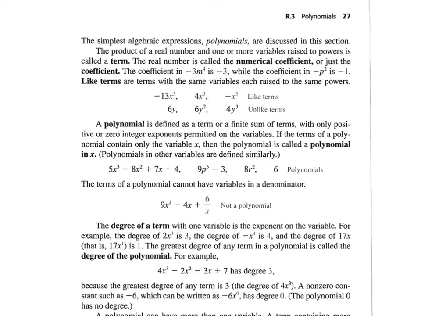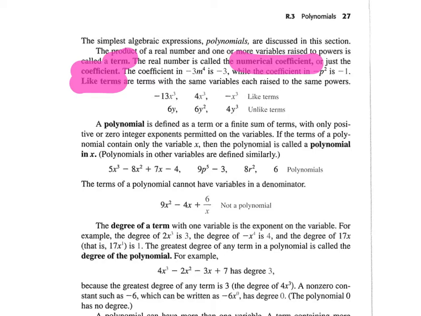Some additional vocab here. The individual variable or coefficient on the front of the variable would be called a term, anything that's not separated by a plus or minus. The number on the front is called the coefficient. You can call it a numerical coefficient or just coefficient. And then if you ignore the coefficient, whatever's left is exactly the same. Those would be considered to be like terms.